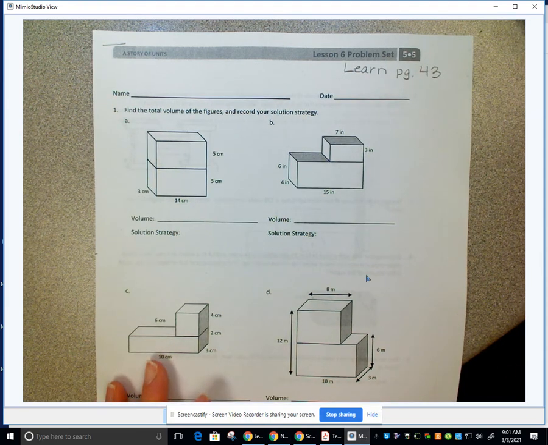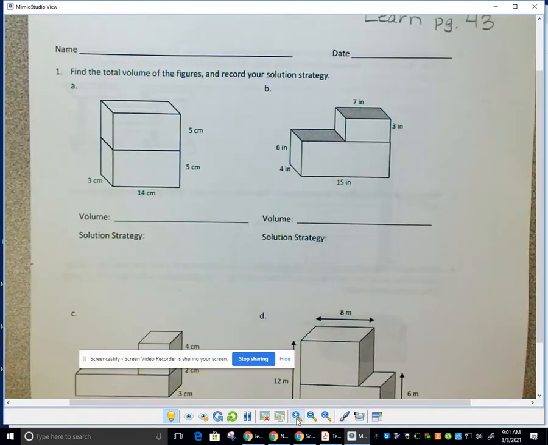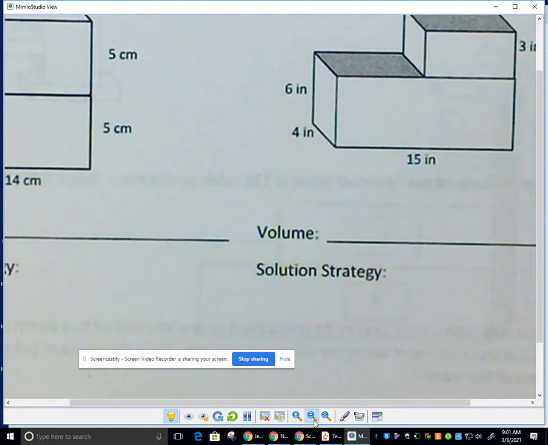Let me try to zoom in on this a little better. Give me 1 second. Let me see if I can do this. That's too much. Okay.